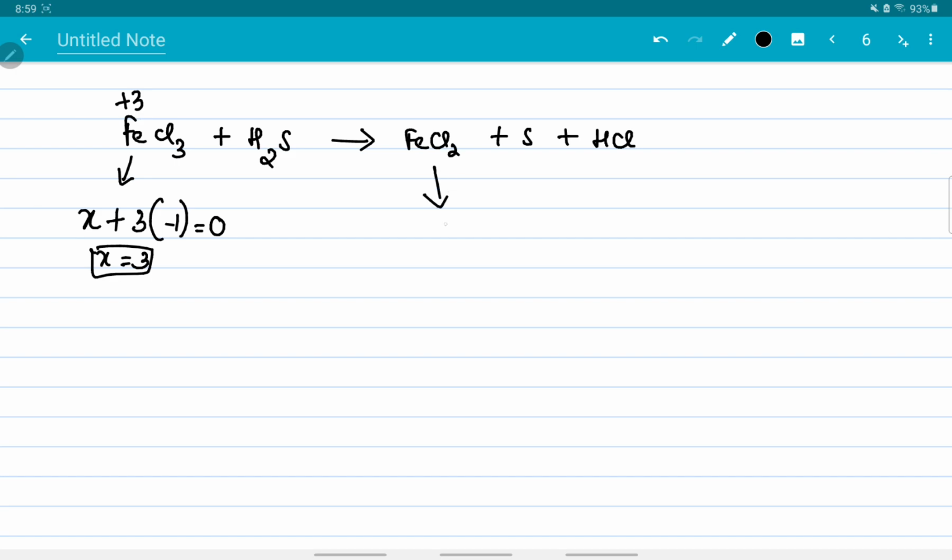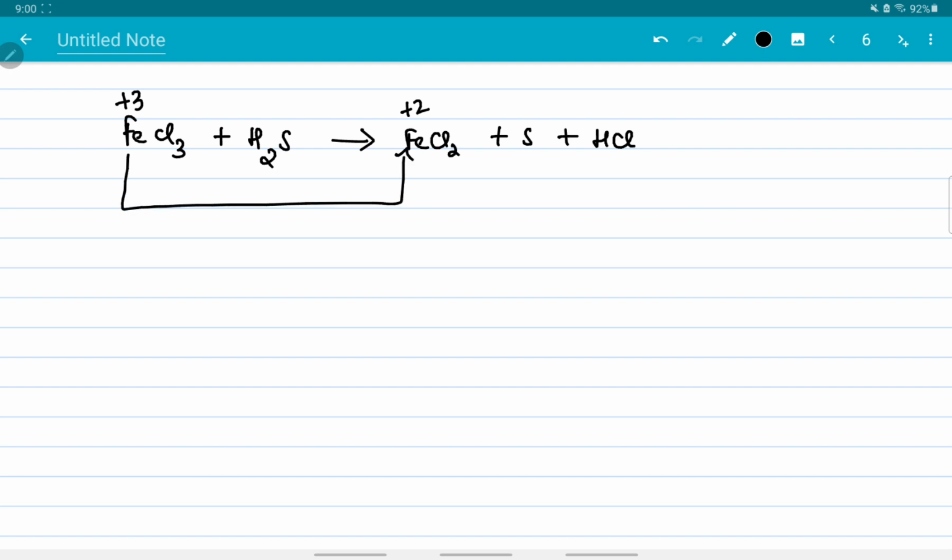Now in this case, let me take iron as X plus 2 times Cl, because there are 2 Cl and Cl's charge is -1. So this becomes 0, and X is equal to +2. So the charge on iron is +2. Now if you see overall, from +3 it is becoming +2. That means the oxidation number is getting reduced. When from 3 it is becoming 2, something is getting reduced. Now when the oxidation number is getting reduced, it becomes reduction.